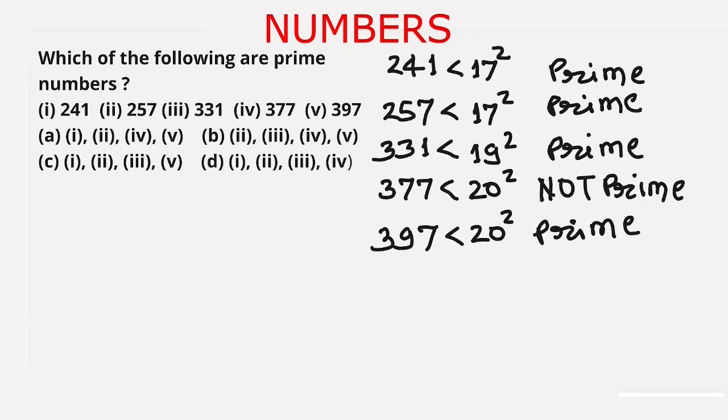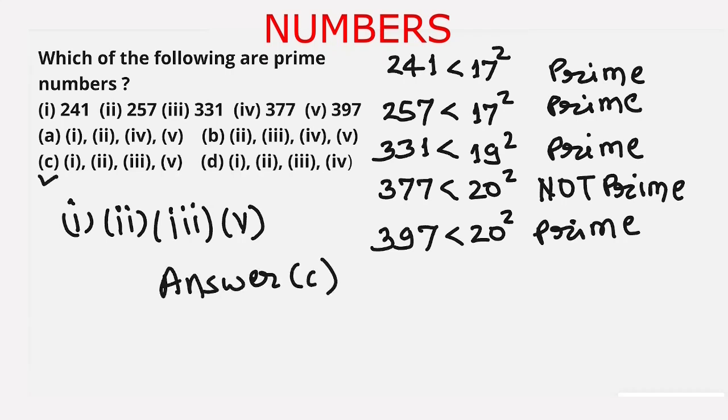So the prime numbers are: the first is a prime number, the second is a prime number, the third is a prime number, and the fifth is a prime number. The fourth is not a prime number. Now we verify from the options. So option C, first, second, third and fifth. So our answer is option C.